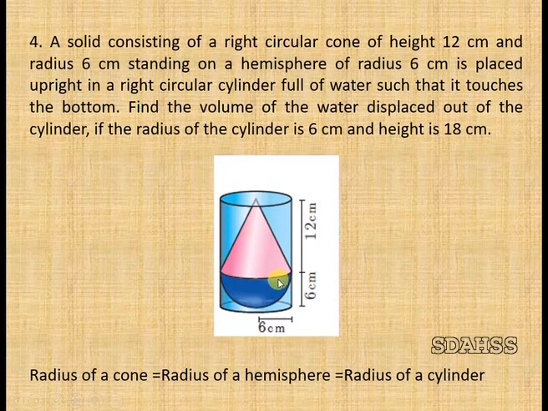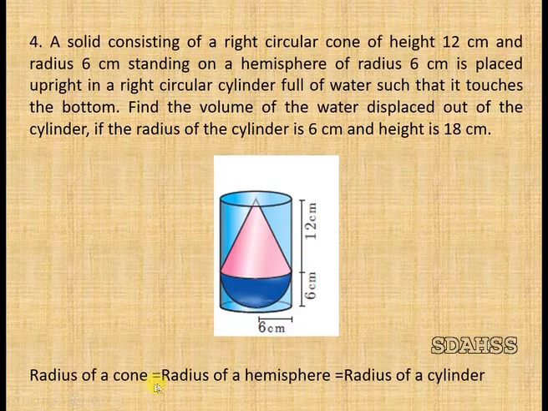This is a right circular cone of height 12 centimeter and its radius is 6 centimeter, standing on a hemisphere. That radius of the hemisphere is 6 centimeter, and it is placed upright in a cylinder that is full of water. It touches the bottom, and the radius of the cylinder is 6, height of the cylinder is 18.